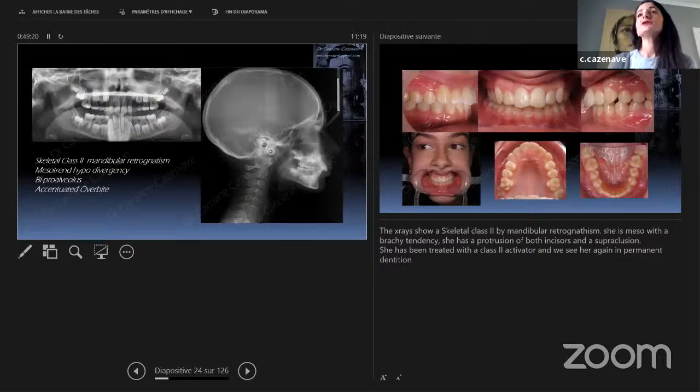The X-rays show skeletal class 2 by mandibular retrognathia. She has meso with a brachy tendency. She has a protrusion of both incisors and a supraocclusion. She has been treated with a class 2 activator, and we see her again in a permanent dentition.